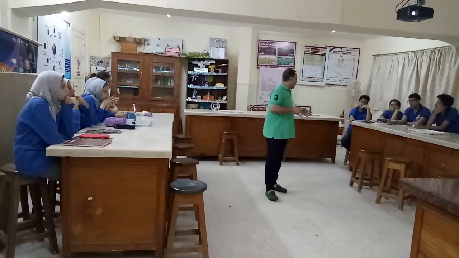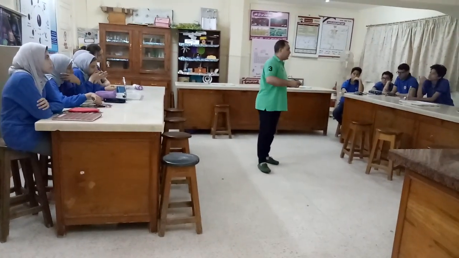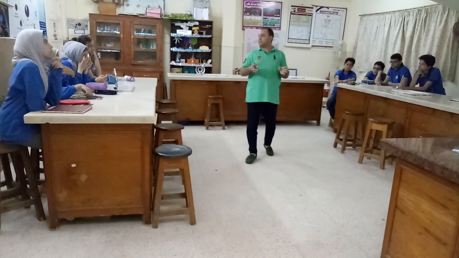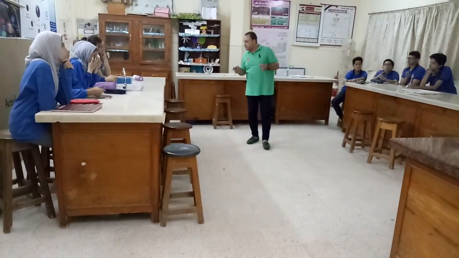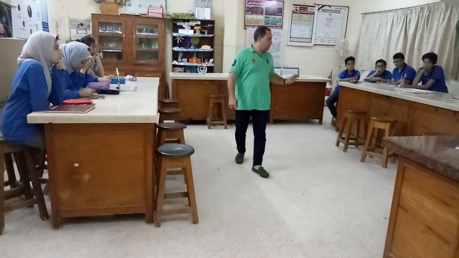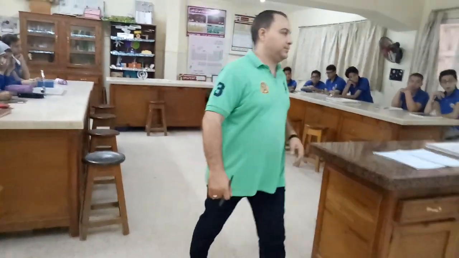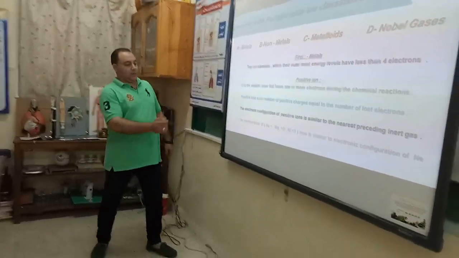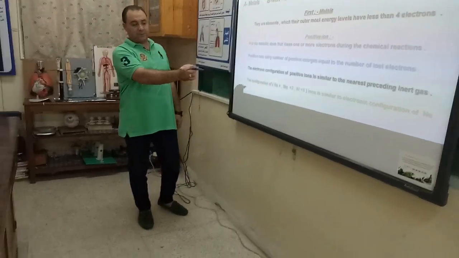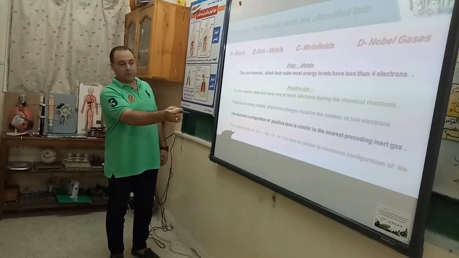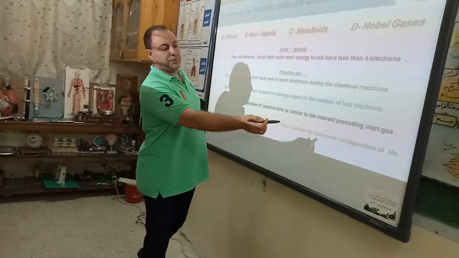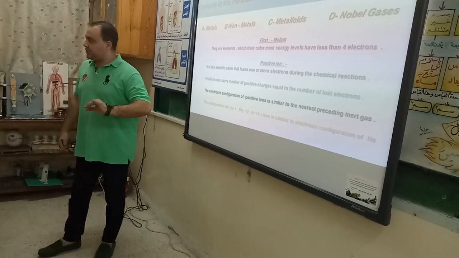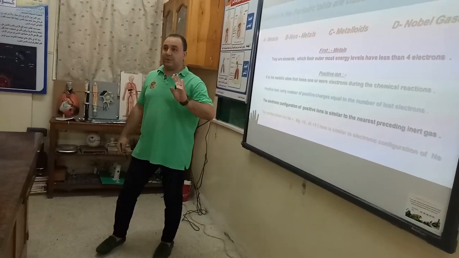loses electrons in their outermost energy level, changing to a positive ion, and its electronic configuration becomes similar to the nearest preceding noble gas. Okay? Understand? Any problems? The configuration of Na+, Mg2+, Al3+ ions is similar to the electronic configuration of neon. Of what? Neon. Of neon, because neon is the nearest preceding noble gas to these elements.